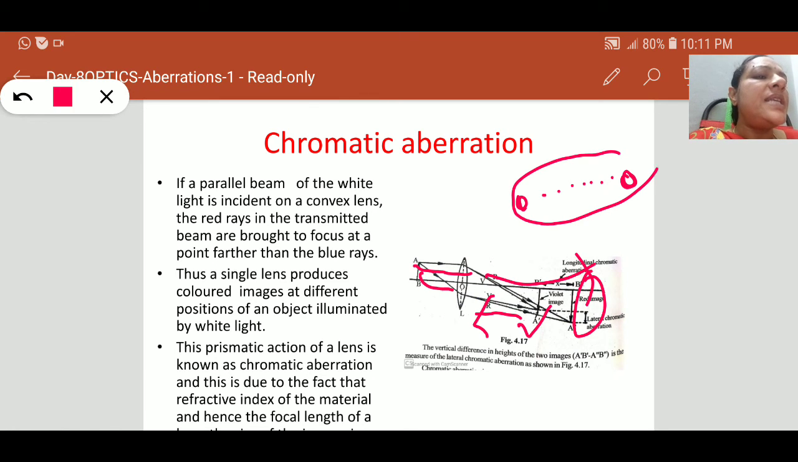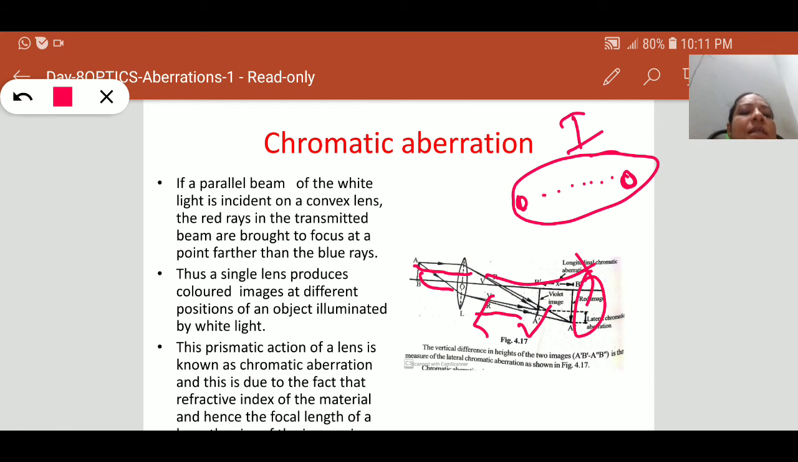Totally, this image is a chrome, a group of different colors. So the image is not clear. The image loses its shape, loses its actual object. This is known as chromatic aberration. This is how chromatic aberration is formed.